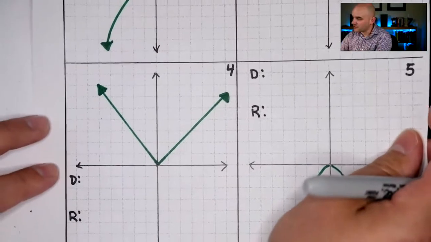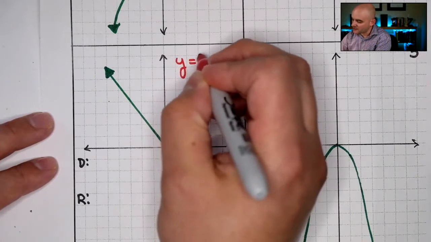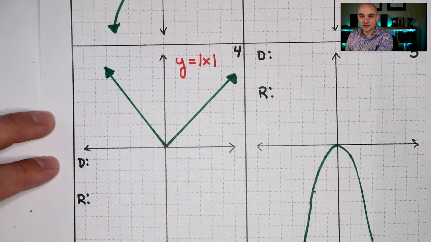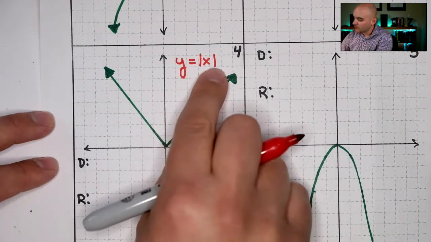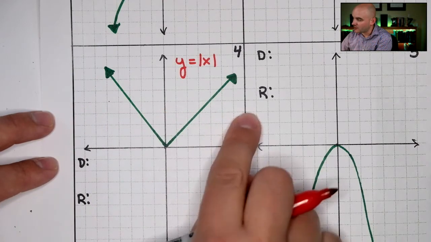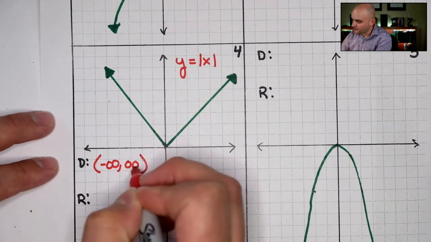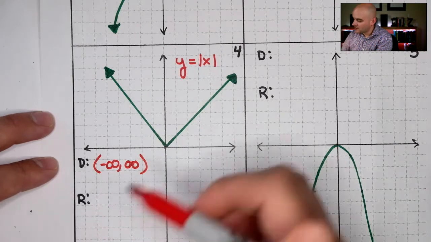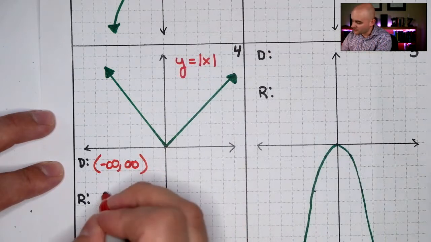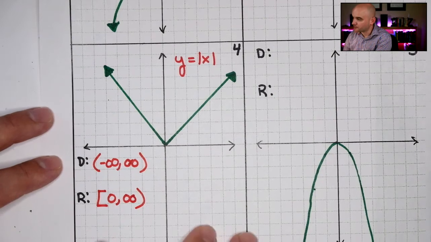Let's look at this one. Number 4 here, this is the same thing as the absolute value of x written like this. I want to get you used to seeing these parent functions and identifying them. So y equals the absolute value of x. Notice the domain goes from negative infinity all the way out to infinity. So we're going to write that as negative infinity to infinity. And then our range starts here at 0 and goes up to positive infinity. So we include the 0 and we go out to positive infinity.